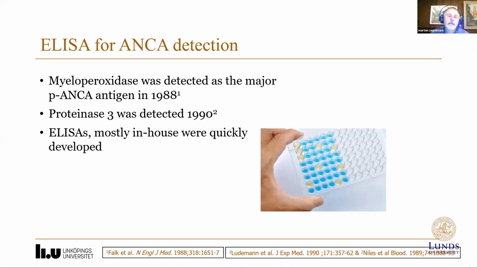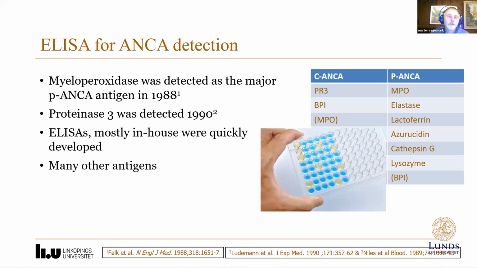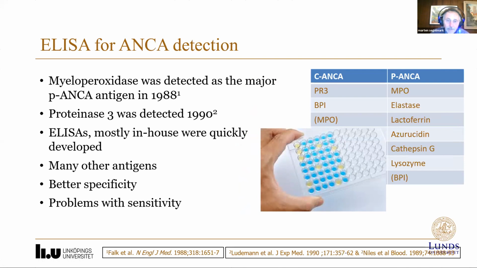And when these antigens were detected around 1990, ELISAs were quickly developed. And with the ELISAs, they found that there were also more antigens, even though they were not of any major importance for vasculitis. They could be found in other diseases. And in that way, ELISAs with PR3 and MPO made the diagnosis more specific. But there were problems with the sensitivity, so that not all cases were detected with ELISAs. And for that reason, for many years, the general meaning was that immunofluorescence should be used for screening, and then when positive, specificity should be detected with ELISA.